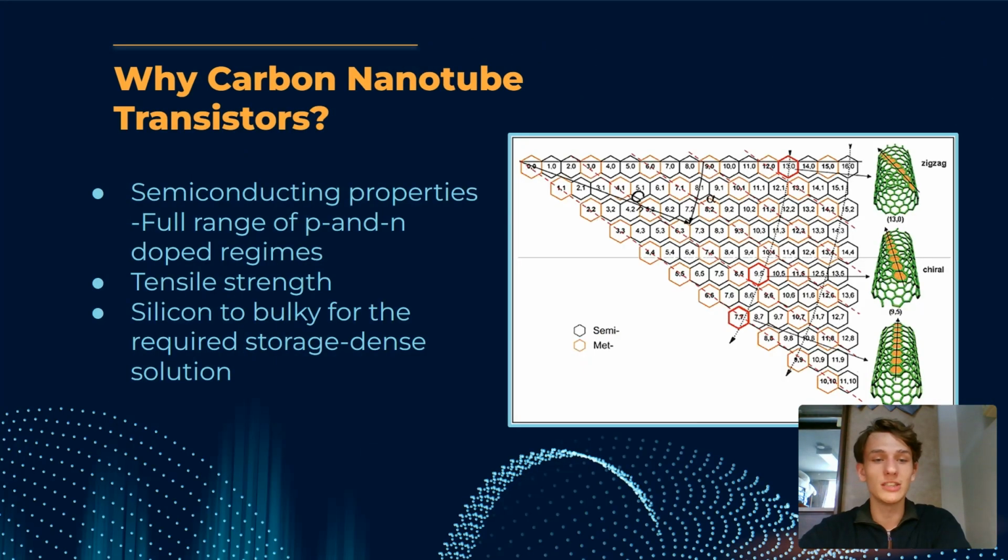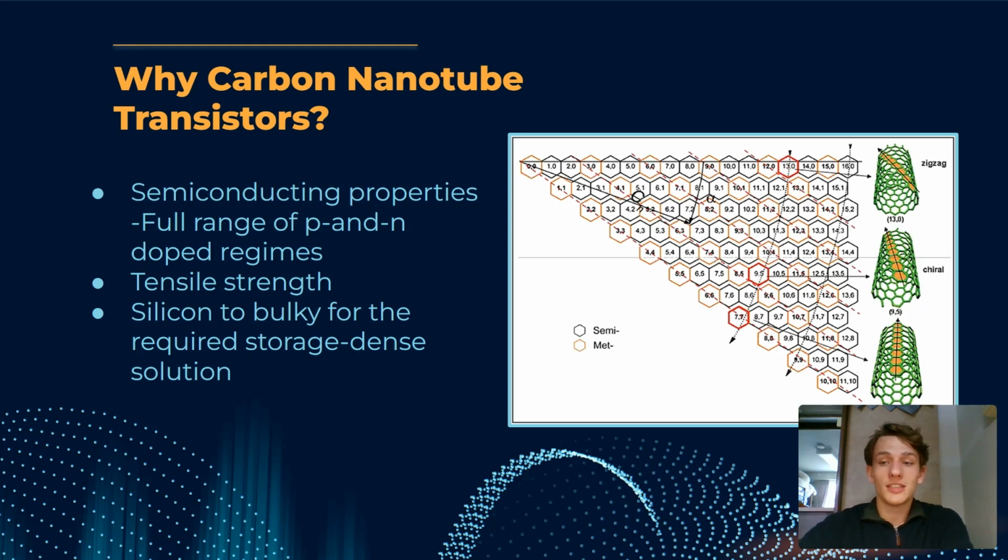Now, why do they use CNT transistors? The semiconducting properties of CNTs, you all have read about them. By doping them or changing the conditions of the semiconductor, in this case, changing the chirality or diameter of the carbon nanotubes, they're able to cover the full range of the P and N doping regimes, which just means they're able to become as insulating or conducting as needed for this purpose.